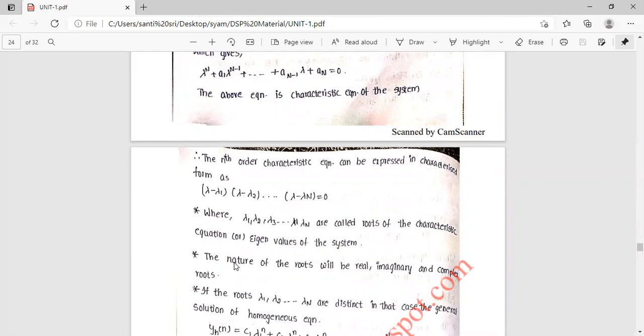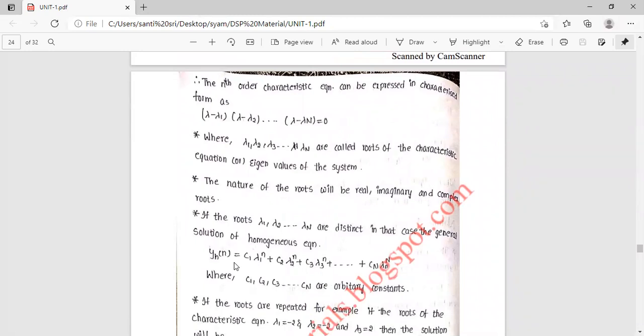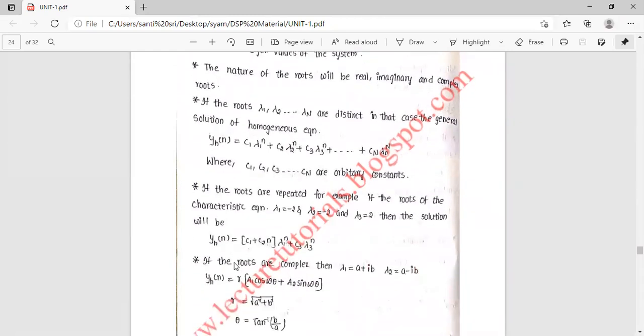The nature of the roots will be real, imaginary, and complex roots. If the roots lambda 1, lambda 2, ..., lambda n are distinct, in that case, the general solution of the homogeneous equation is yh of n equal to c1 into lambda 1 power n plus c2 into lambda 2 power n plus c3 into lambda 3 power n plus up to cn into lambda n power n, where c1, c2, c3 are called arbitrary constants.